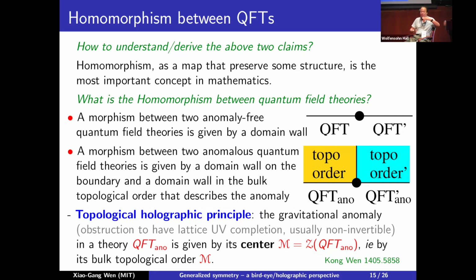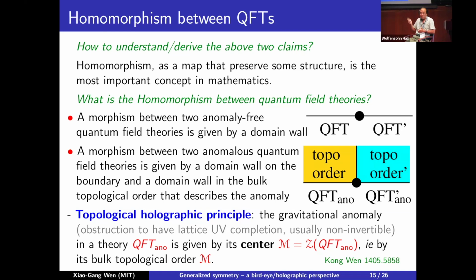Anomalous quantum field theory means that they themselves have no UV completion, and they are the boundary of a TQFT, or topological order, in one higher dimension. So naturally, following the same logic, the morphism between two anomalous quantum field theories is an interface between these two quantum field theories, plus an interface of the bulk topological order that describes the anomaly. This is a very natural thing to do. However, for some reason this definition is not very useful for our purpose. Maybe it is useful for some other purpose, but not ours.